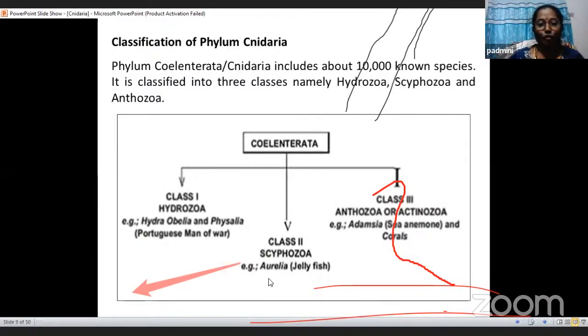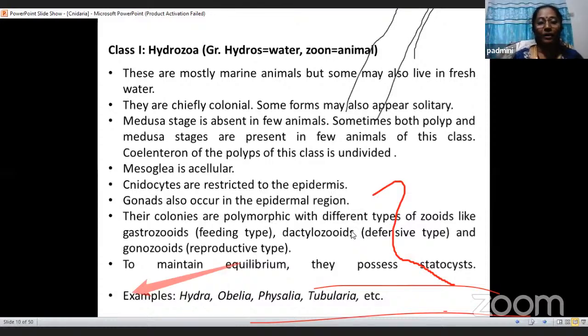The second class is Scyphozoa. Aurelia is an example over there in Scyphozoa, and the third class is Anthozoa. Examples are Adamsia, also called sea anemone, and corals. So we'll talk about each in a very short gist. Hydrozoa, as I told you, water animals, mostly marine. Some live in fresh waters, chiefly colonial. They form colonies, and some appear solitary. Medusa stage is absent in a few animals. Sometimes both polyp and medusa are present in some. A little bit of this and a little bit of that.